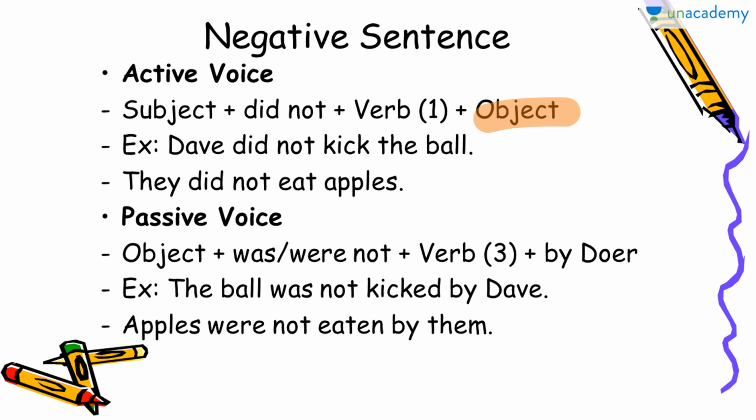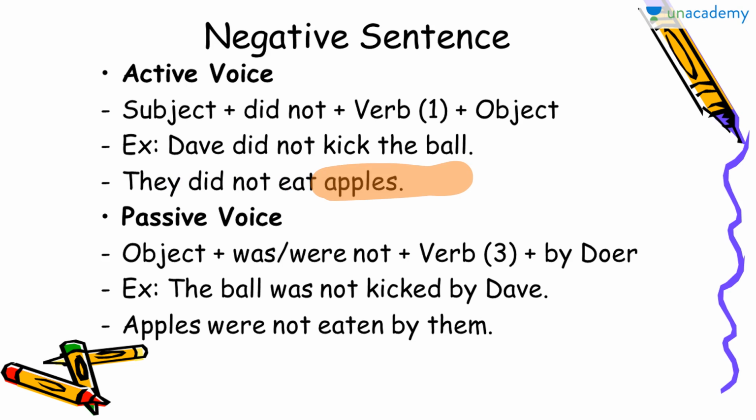For example, Dave did not kick the ball. Dave is the subject, did not is showing that this sentence is in simple past tense. Kick, the first form of verb, and the ball on which action is not done. Then another example, they did not eat apples. They, it is the subject, did not, denial, negative sentence, did not also shows that the sentence is in simple past tense. Eat, the first form of verb, and then the object. What are they not eating?